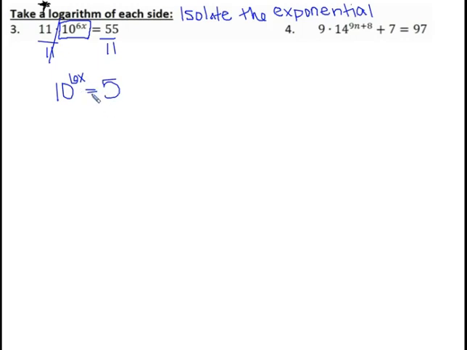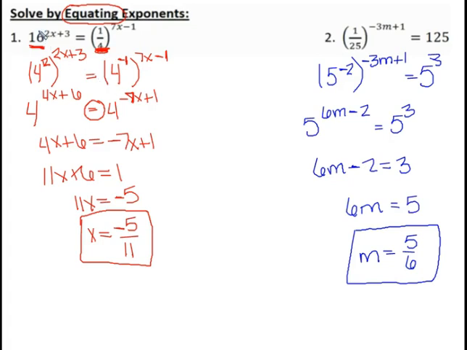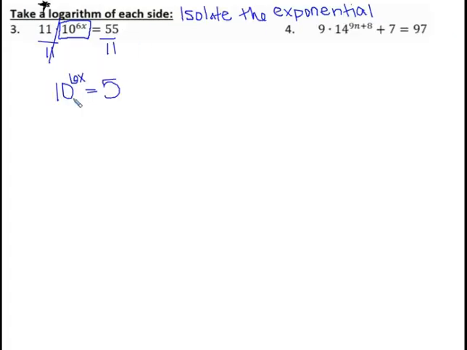Now this is where what we did in the last two examples might not work, because there's no possible way, at least an easy way, to rewrite 10 and 5 with a common base. Okay, if I go back for a second, it was really easy for us to rewrite 16 and 4 as a common base, and really easy to rewrite 25 and 125 as a common base, but we can't really do that here. So this is where a logarithm is going to really help us solve for x.